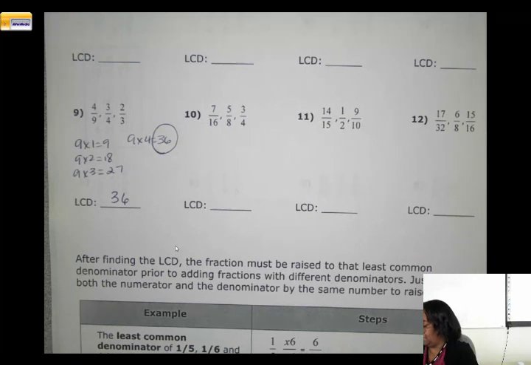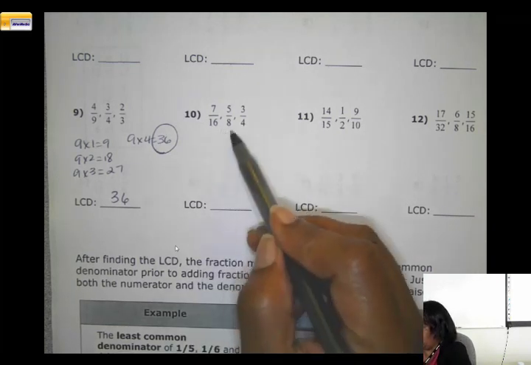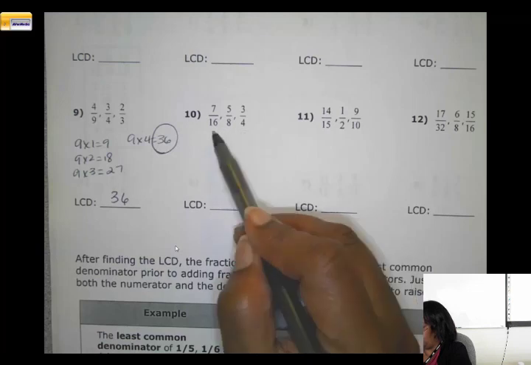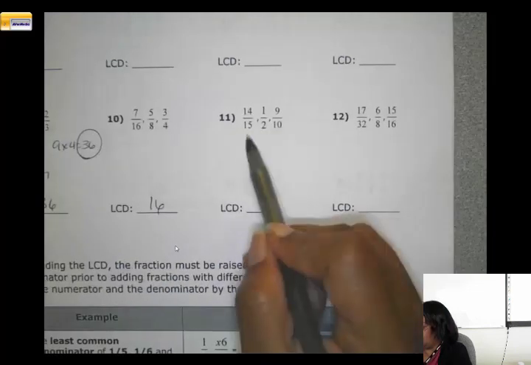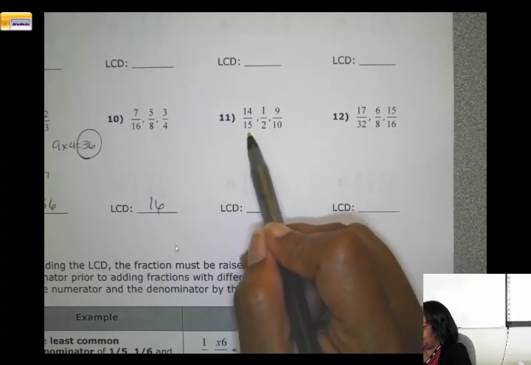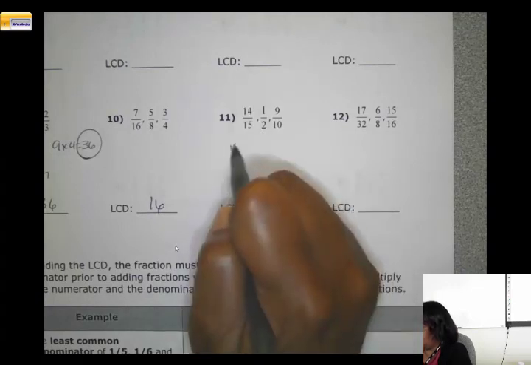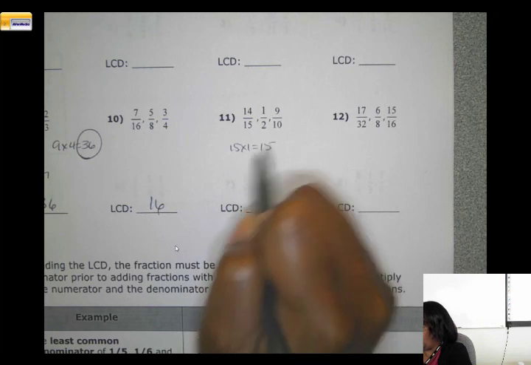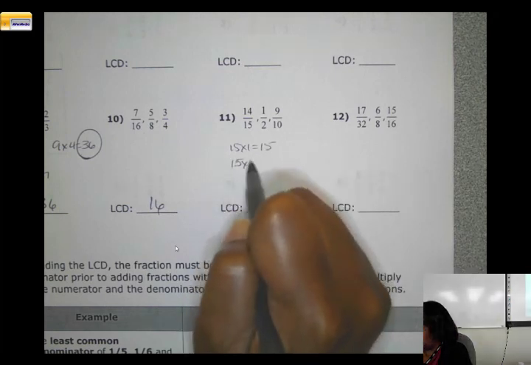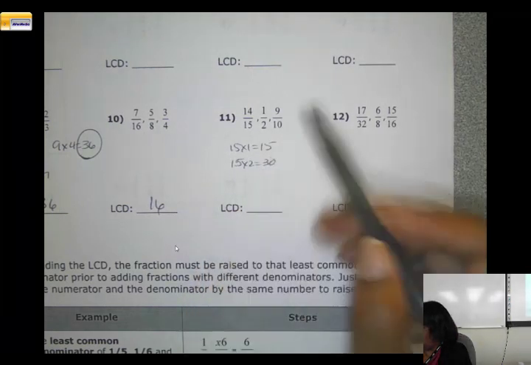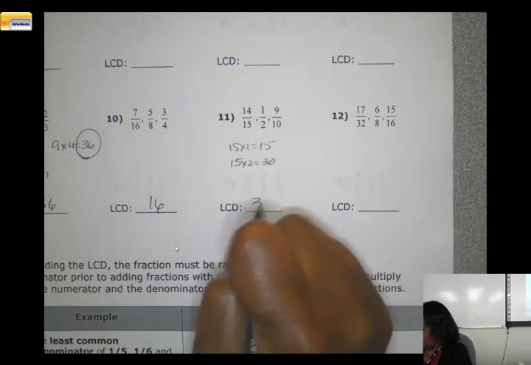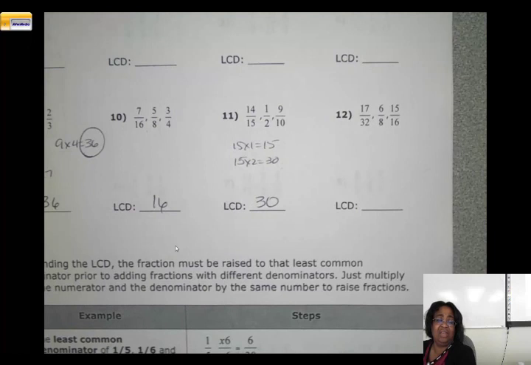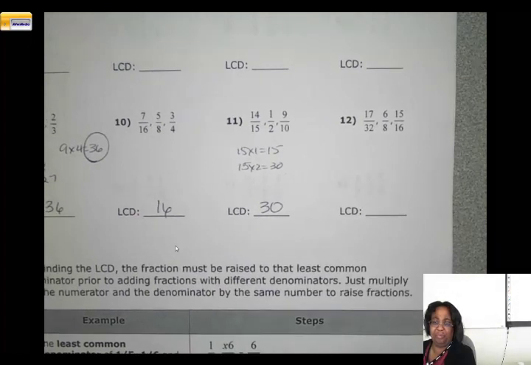Let's do number 10. 16. Will 8 go into 16 and will 4 go into 16? So 16 is it. 15 is the largest. Will 2 go into 15? No. So 15 times 1 doesn't work. But what about 15 times 2? Okay, will 2 go into 30? Will 10 go into 30? So that's my LCD. So that's just a shortcut when you have a group of them, okay?